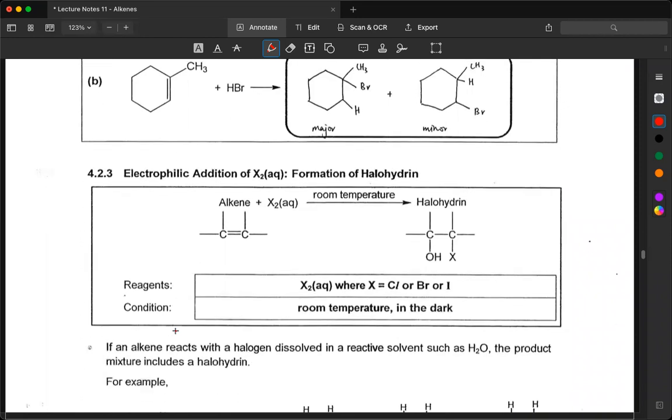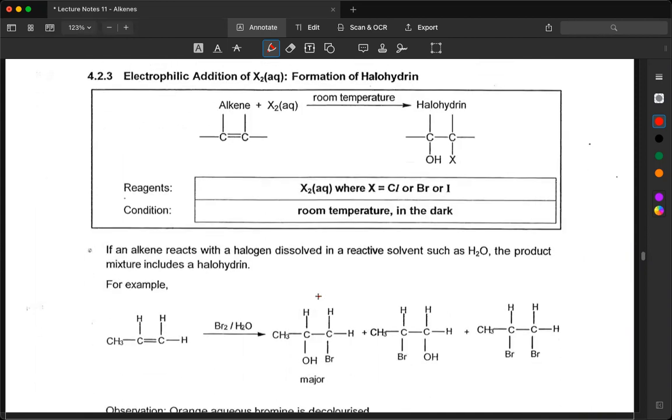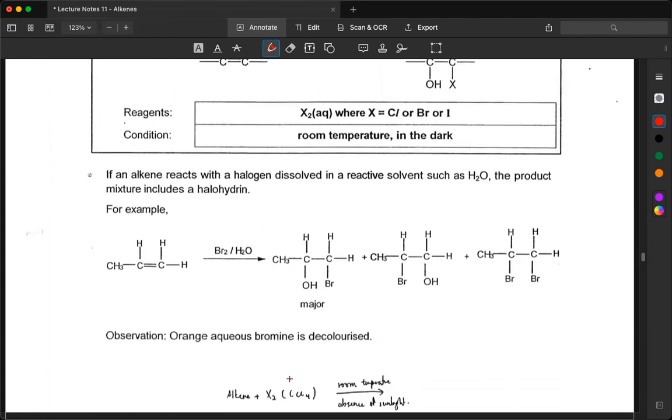Next. X2 aqueous. So what will happen? Okay, this is a bit different. We have aqueous. So there's also water involved. So there will be OH here. See, this is due to the secondary carbocation. Major product. Can also have this as a minor product, and this is also minor. So at O level, you only write this, which is not the full picture. Not wrong, but not the full picture.